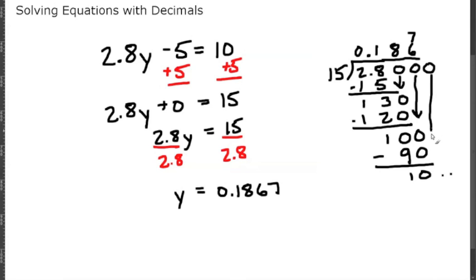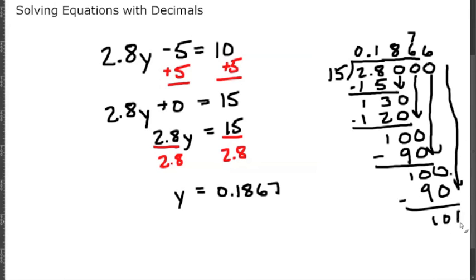And if you were confused by how I knew that this would go on, if we brought down a 0 for this again, we get 100 again, and that goes into it 6 times, so that would be 90. We'd get 10 again, bring down the 0, we'd get 100 again, and it would just keep going on.